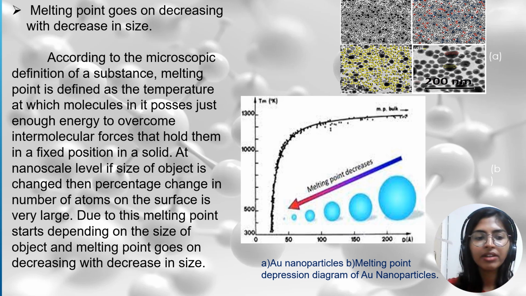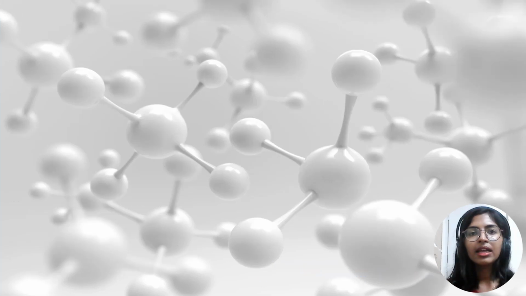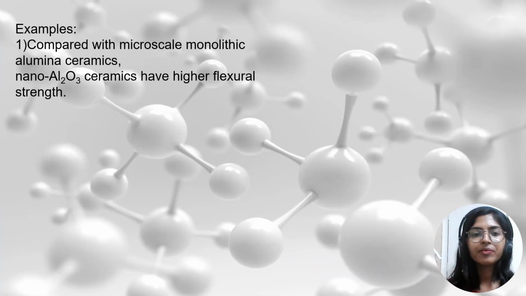At the nanoscale level, if the size of an object is changed, then the percentage change in the number of atoms on the surface is very large. Due to this, melting point starts depending on the size of the object, and melting point goes on decreasing with decrease in size. Let us see some examples.